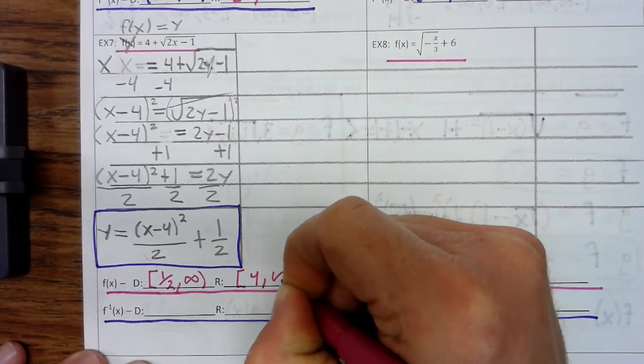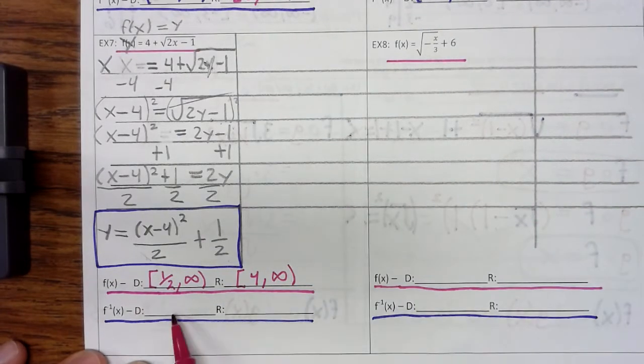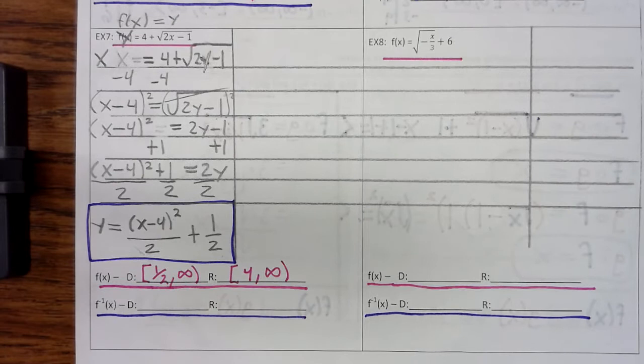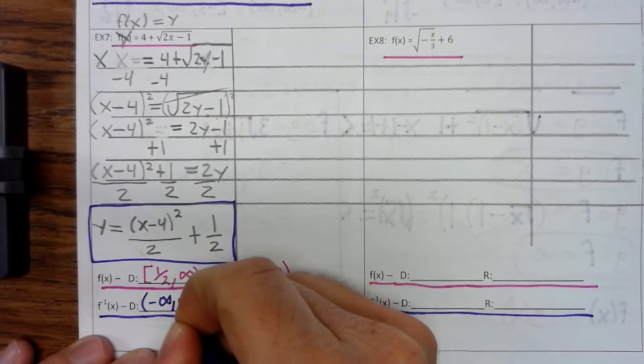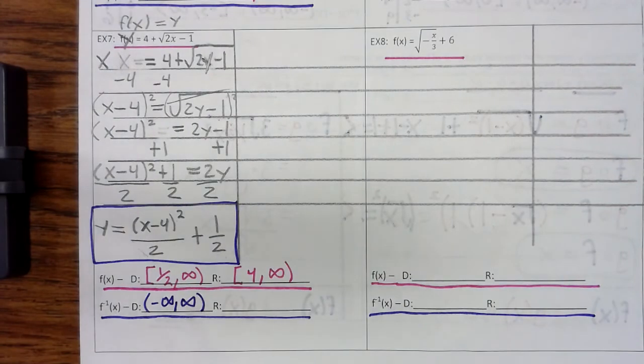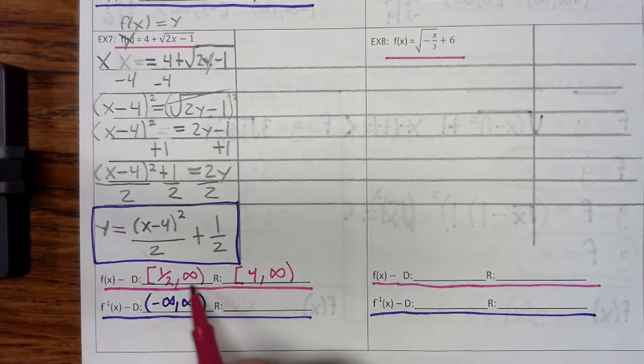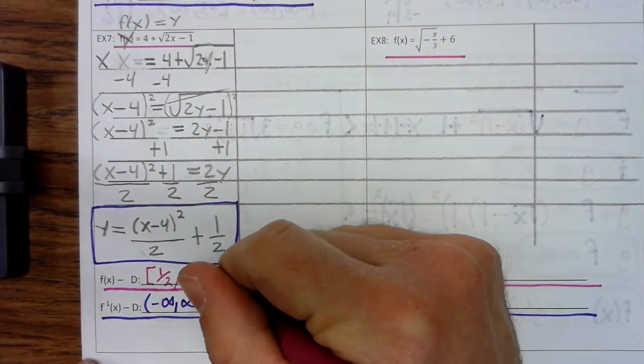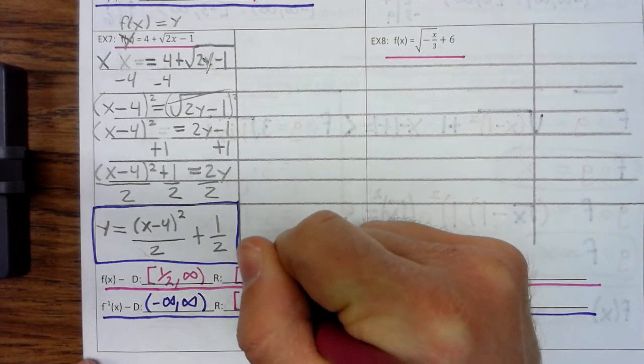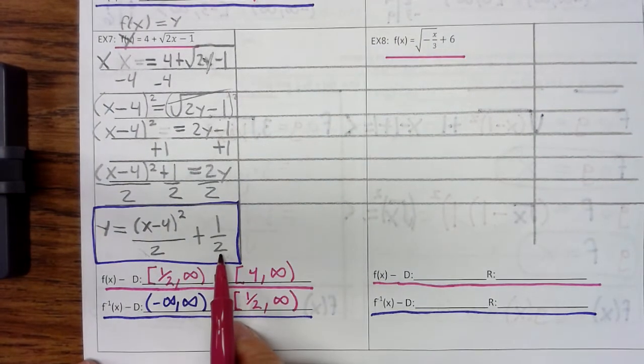So 4 to infinity. Now, normally these would switch, and this would be 4 to infinity. But remember, quadratics, the domains are always negative infinity to positive infinity. But this domain and range can switch, so then that's 1/2 to infinity, which makes sense because here we're starting at 1/2.